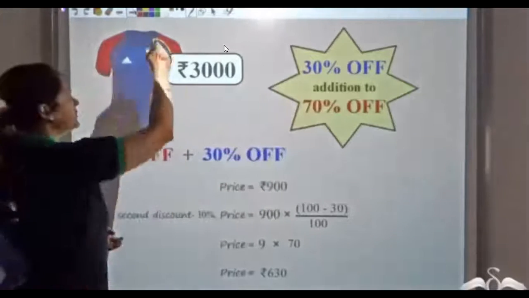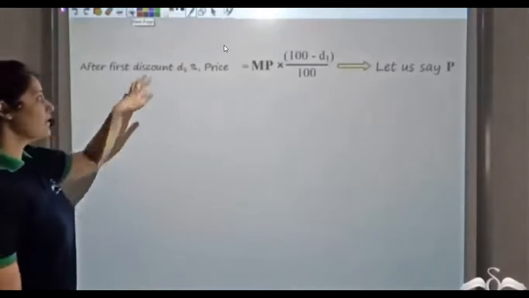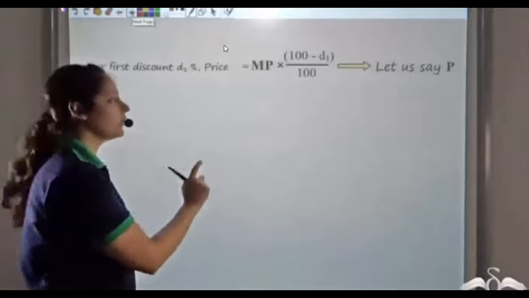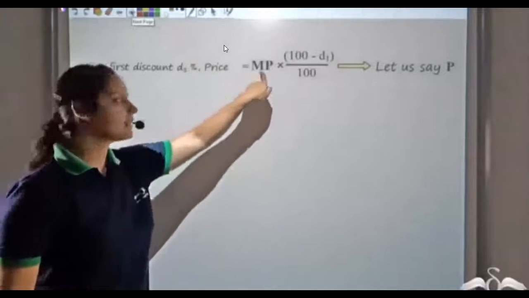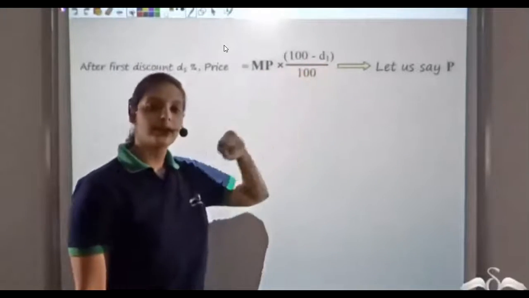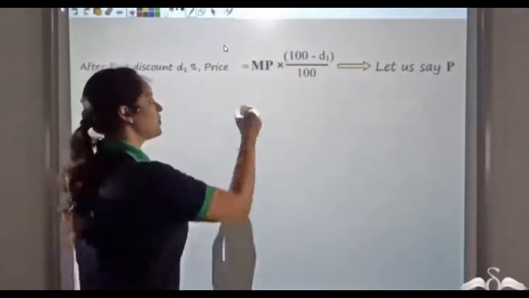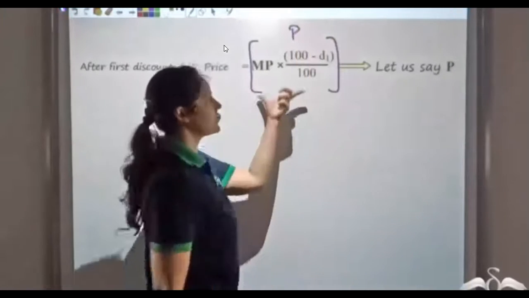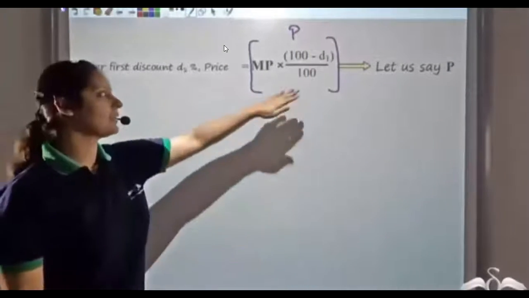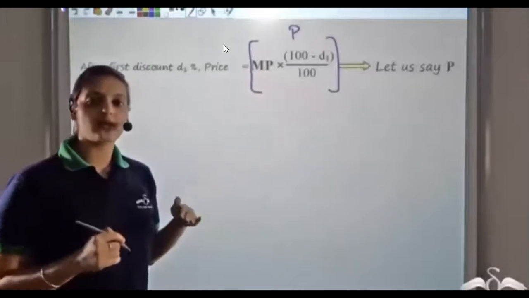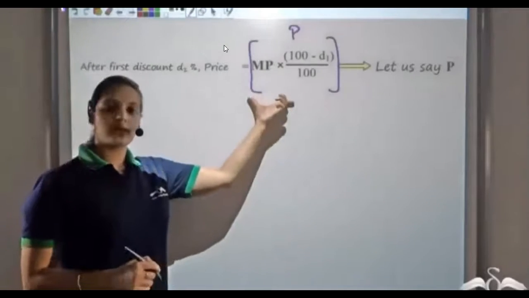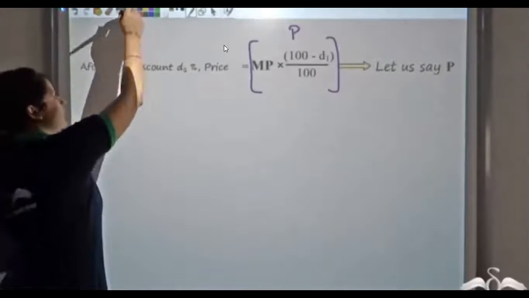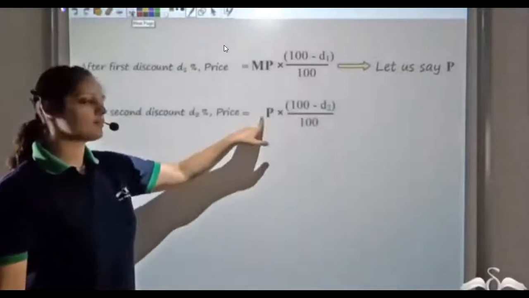So what actually happened? Let us say the first discount was D1%. If the first discount is D1, the selling price is marked price times 100 minus D1 by 100. Let us call this entire expression P. And this becomes the selling price, which is the discounted price. Now this discounted price becomes your marked price for the next discount. So for the next discount, this P becomes your marked price.